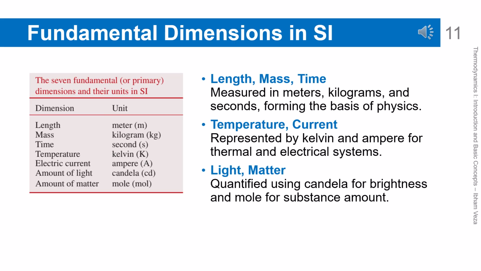Fundamental dimensions in SI. The SI system defines basic quantities such as length, mass, and time as the foundation of measurement. Temperature and electric current are added to cover thermal and electrical phenomena. Luminous intensity and amount of substance complete the set of base quantities. All derived engineering quantities are built from these fundamentals. Understanding the unit system is essential for consistent calculations.